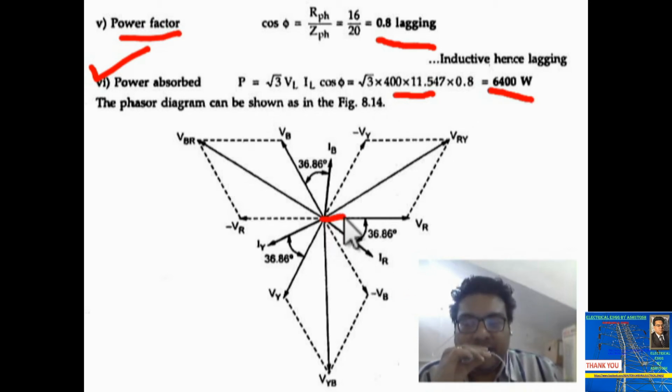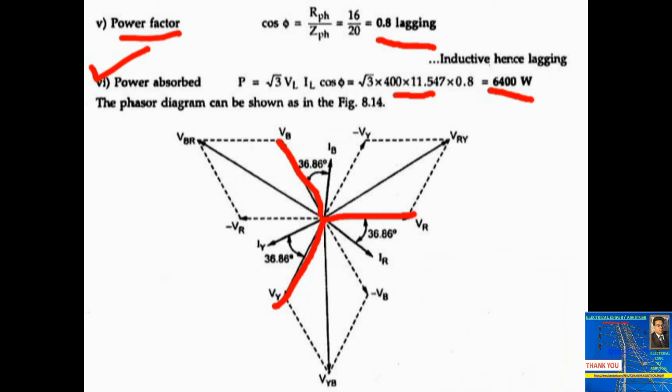So draw first VR. This is VR. Then VY after 120 degree phase difference. And then VB, this is VB. Okay, so these are the three phase voltages, you see. These are the phase voltages VR, VY and VB.